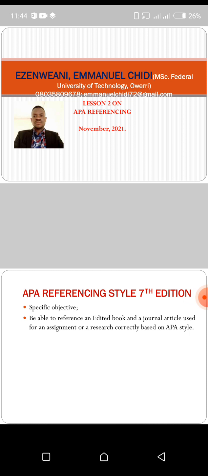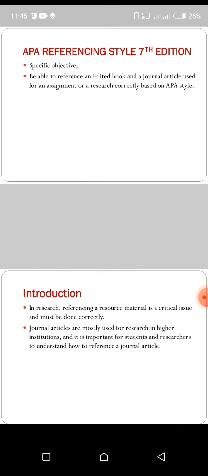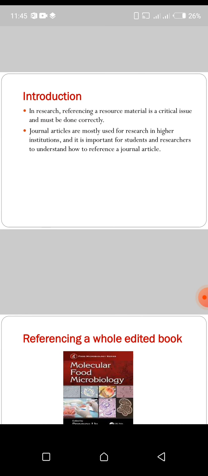In this lesson, we are going to learn how to reference an edited book and a journal article used for an assignment or a research correctly based on APA style. In research, referencing a resource material is a critical issue and must be done correctly. Journal articles are mostly used for research in higher institutions, and it is important for students and researchers to understand how to reference a journal article.